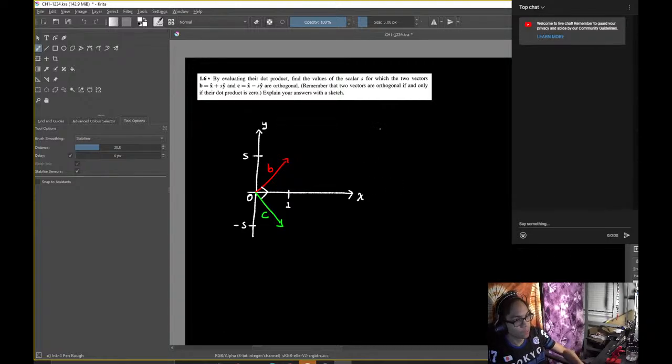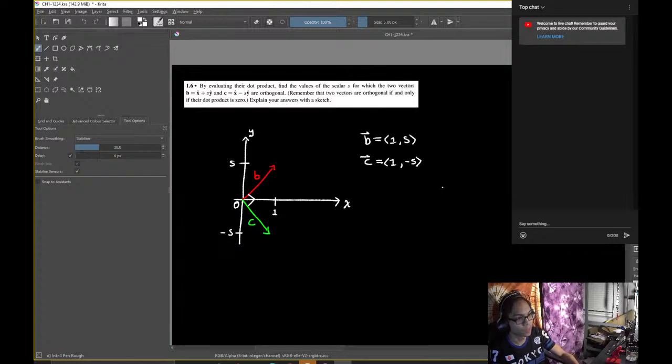Now we could take a look at vector b, which is (1, s). That's good, this is what it looks like. And vector c is (1, negative s). Nice. Now, two vectors are orthogonal if and only if their dot product is 0.